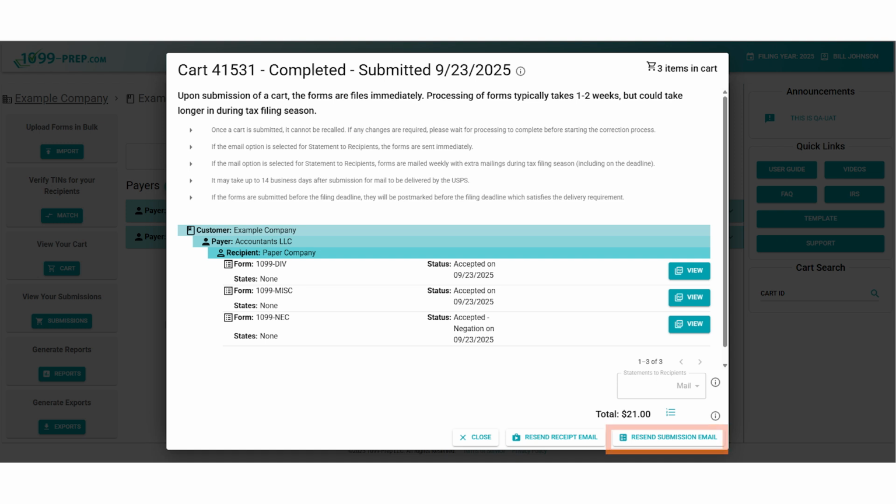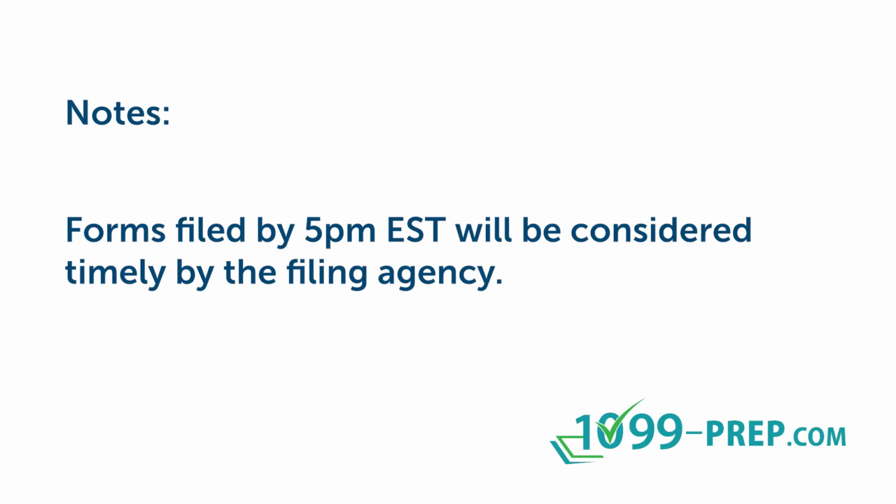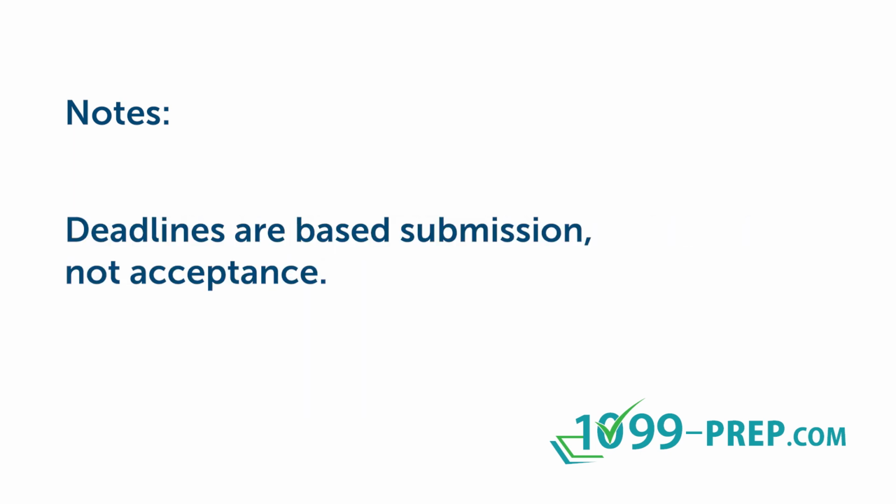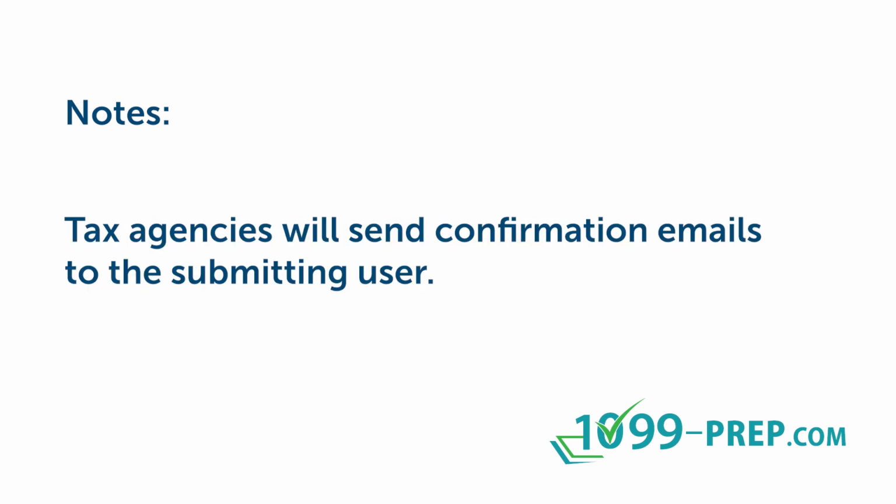All forms filed by 5 p.m. Eastern Standard Time on the deadline will be considered timely by the filing agency. After a period of review, the filing agency will mark the forms for acceptance or rejection. In busy season, this could be several weeks, but the deadline is based on submission, not acceptance. When the tax agency makes a decision, an email will be sent to notify the submitting user.